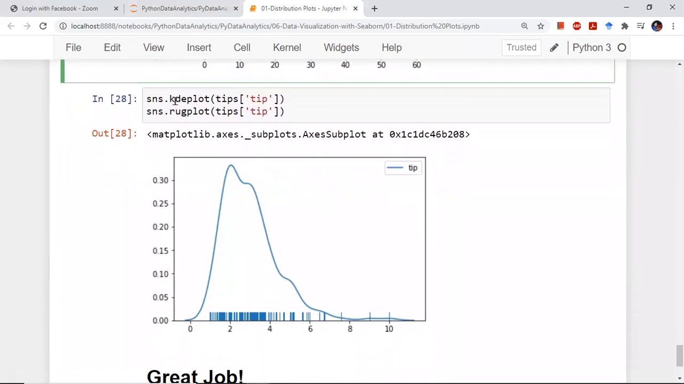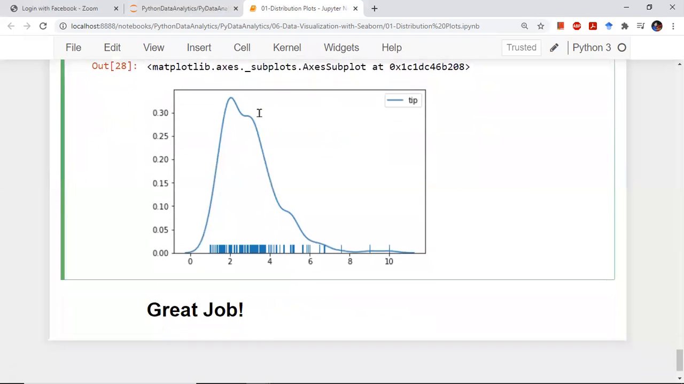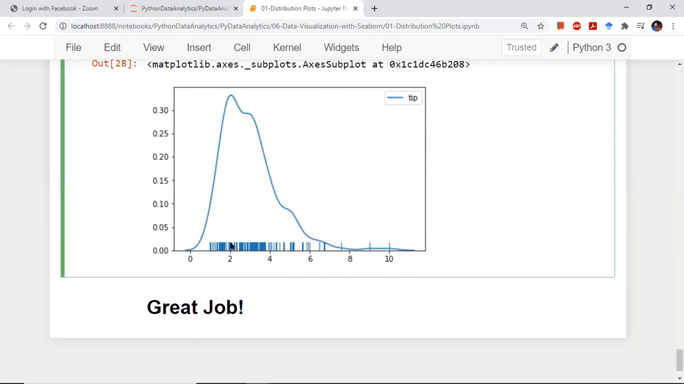then if you want to do the same, I want to do a KDE plot for the tips column, then I want to do a rug plot for the tips column. So this is what our data looks like. Okay, so wherever you get more dense ticks, the peak is higher, because it is showing more people paid this much money, and when you have fewer ticks, the curve becomes almost zero. So there are just two ways of looking at the same thing.